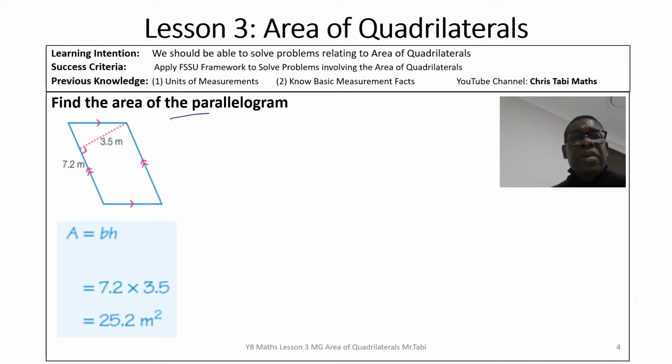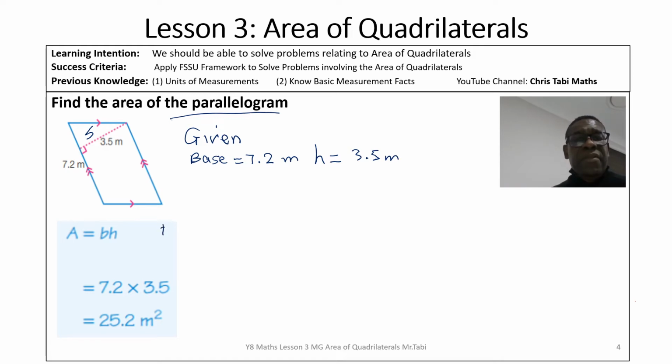Find the area of a parallelogram. Again, what's given? In other words, what we know. We know now if you look at a parallelogram, the height is the dotted line there, and it goes straight to the base. So the base equals 7.2 meters, and the height h is equal to 3.5 meters.